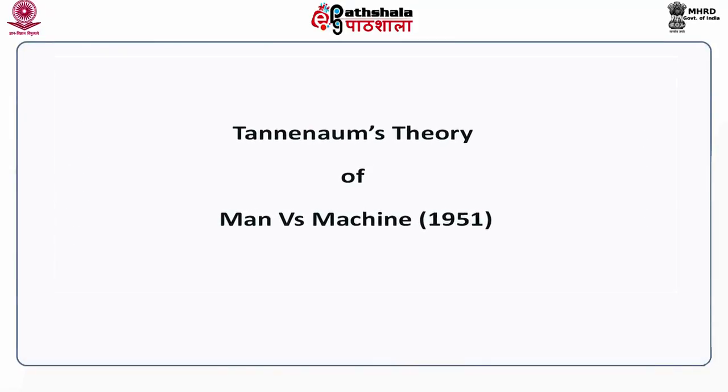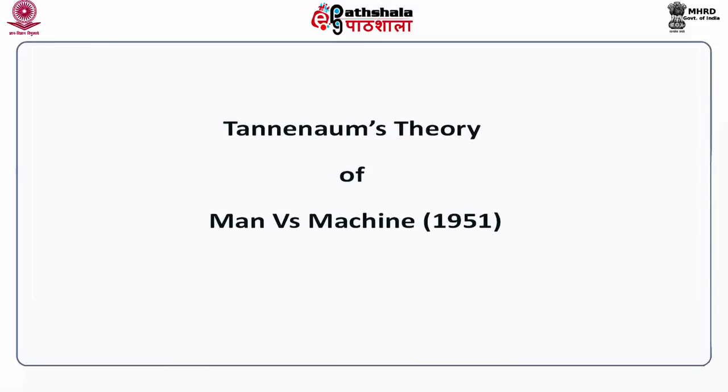Tannenbaum's theory of man versus machine in 1951. According to him, union is formed in reaction to alienation and loss of community in an individualistic and unfeeling society. In his words, the union returns to the worker his society which he left behind him when he migrated from a rural background to the anonymity of an urban industrial relation. The union gives the worker a fellowship and a value system that he shares with others like him.